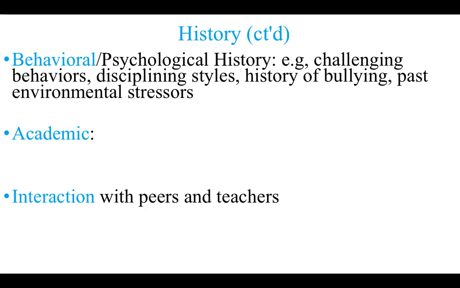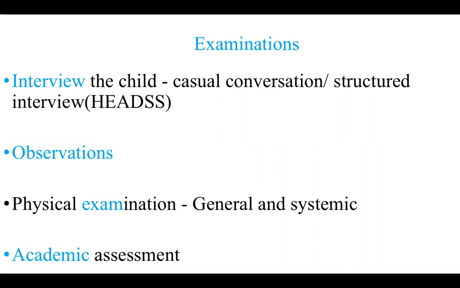Then coming on to the behavioral history, we ask what are the challenging behaviors of the child. Is there any history of bullying? So that could be an aggravating environmental factor there. And what is the disciplining style of the parents? What is the academic history of the child, and whether he's struggling in any subjects, or he's finding any difficulty with the academics? What is the interaction with the peers and the teacher?